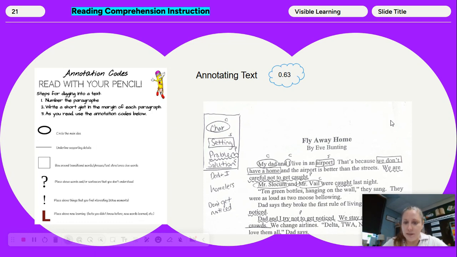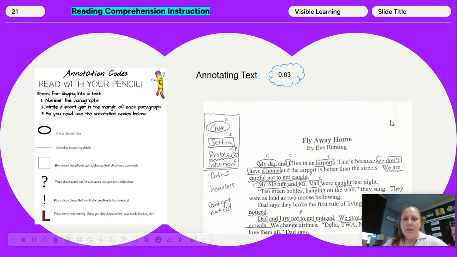We've all had the student that's highlighted the entire story. So I really prefer to teach students to read with your pencil. And then if they're highlighting, I'm doing that with them and teaching them specific strategies for using a highlighter. This strategy has a 0.63 effect size. So it is very, very strong.